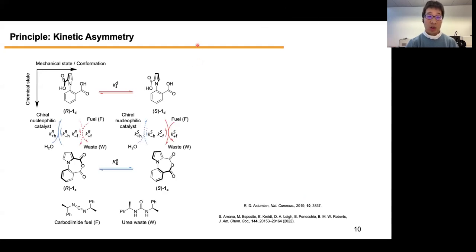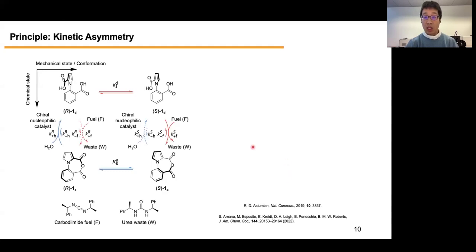And actually, the principle itself already existed, which is known as kinetic asymmetry. So this is a chemical reaction network for another system. This is an autonomous molecular motor, which rotates around this CN single bond. So you can imagine the bottom half is fixed, and the top half rotates in a clockwise direction by consuming this fuel species and producing this waste species.